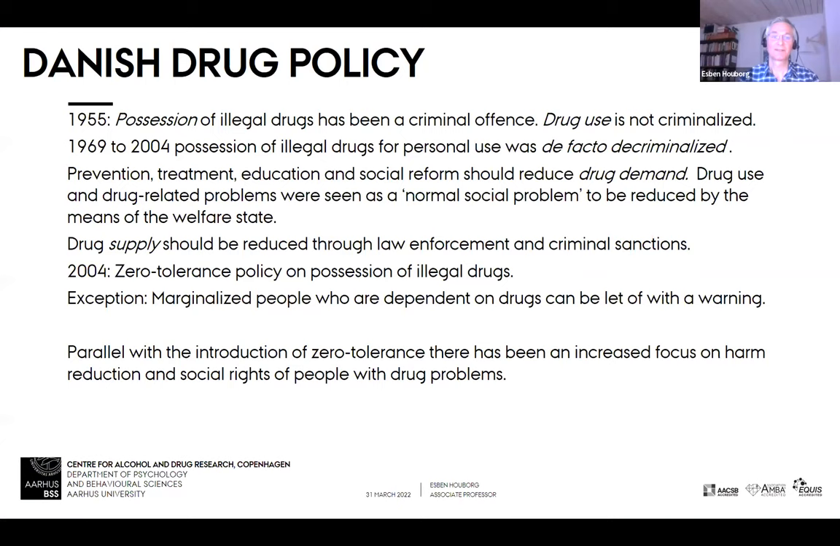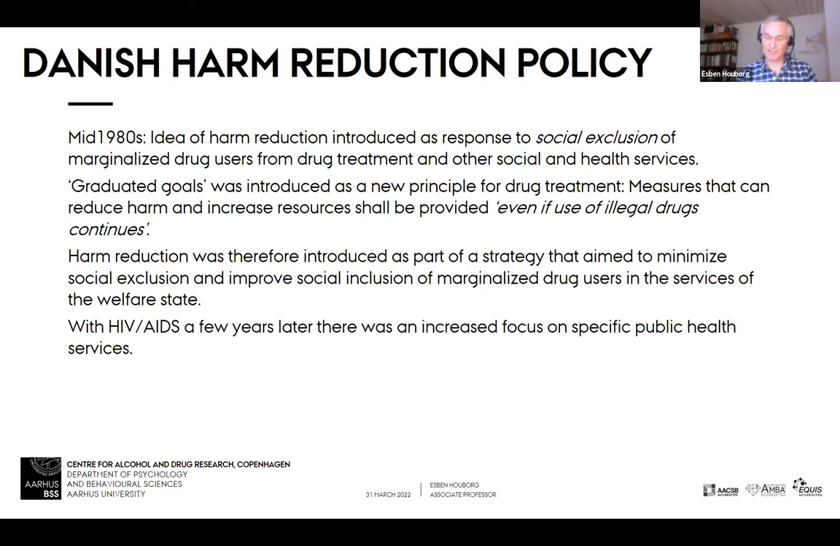So parallel to the introduction of the zero tolerance, there's been a focus on social rights and harm reduction in Danish drug policy also. Formal social rights for drug treatment have been established. Substitution treatment with heroin has been introduced, and drug consumption rooms have been introduced as part of Danish drug policy. The idea of harm reduction was introduced in Denmark in the mid-1980s as a response to the social exclusion of marginalized drug users from drug treatment and other social and health services, where abstinence had become the condition for receiving help.